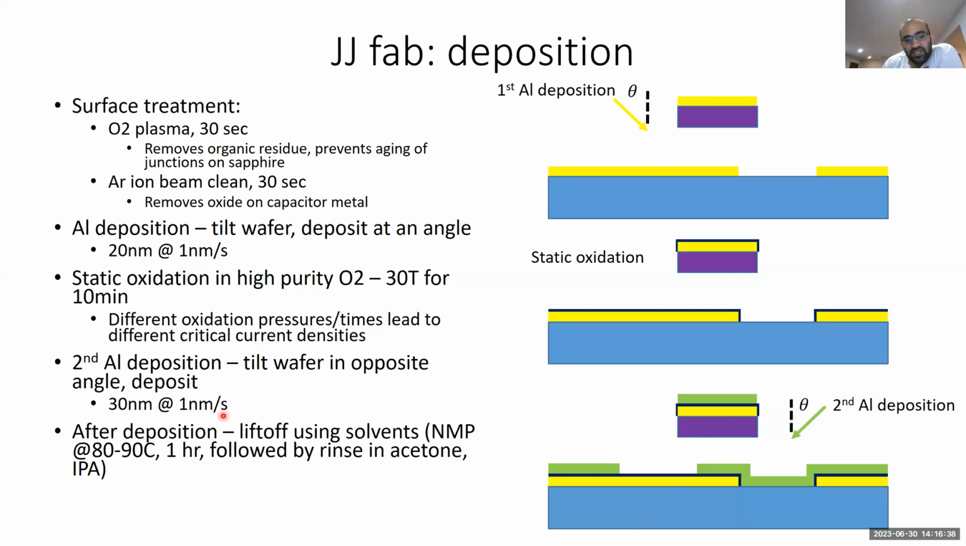And finally, after deposition, you perform liftoff, remove the remaining photoresist and the remaining electron beam resist and all the metal that's deposited on the electron beam resist. With this, we usually lift off using NMP, heat it up to around 80 to 90 degrees, followed by a rinse in acetone and IPA.